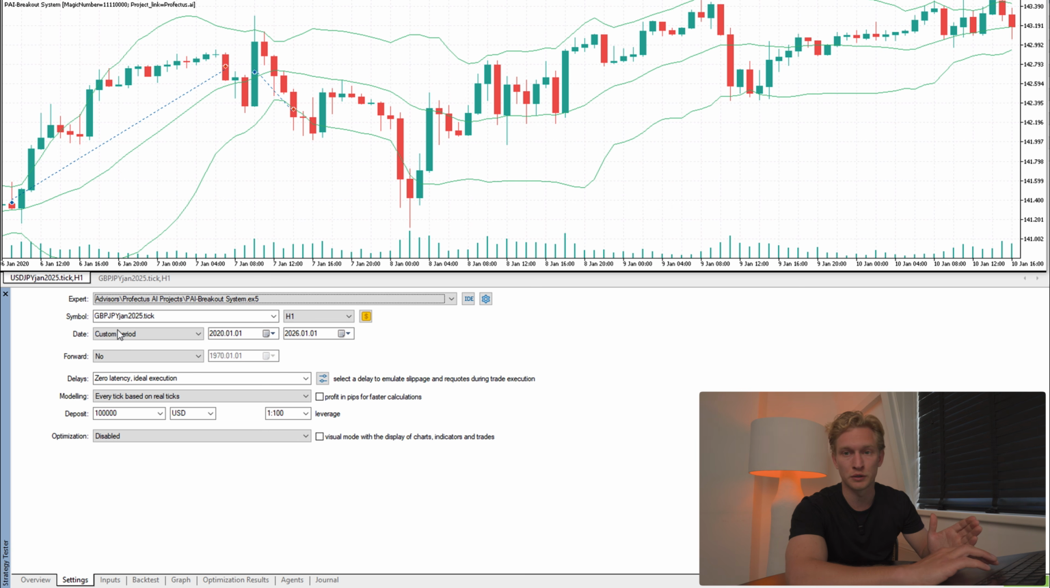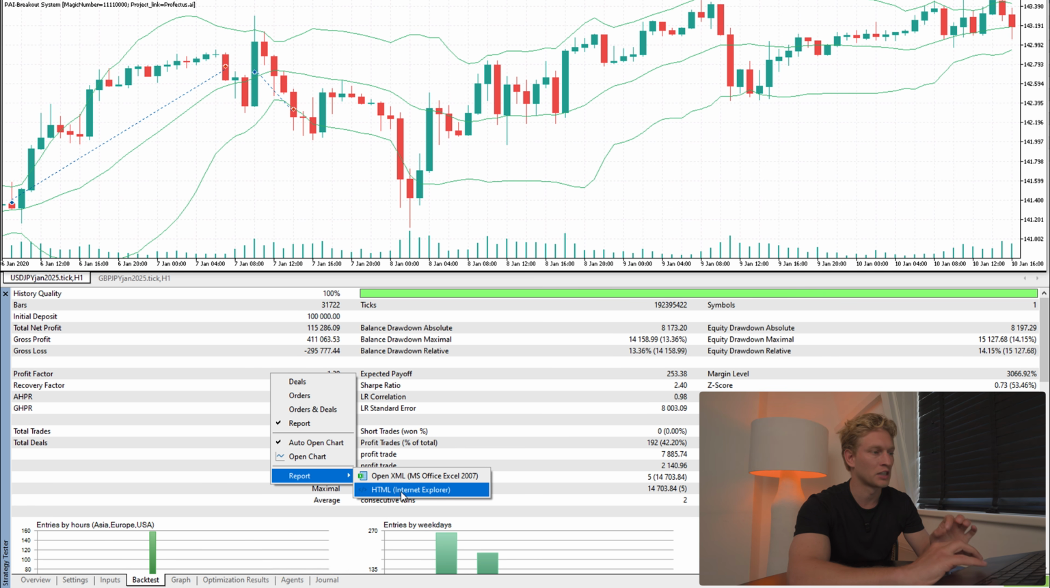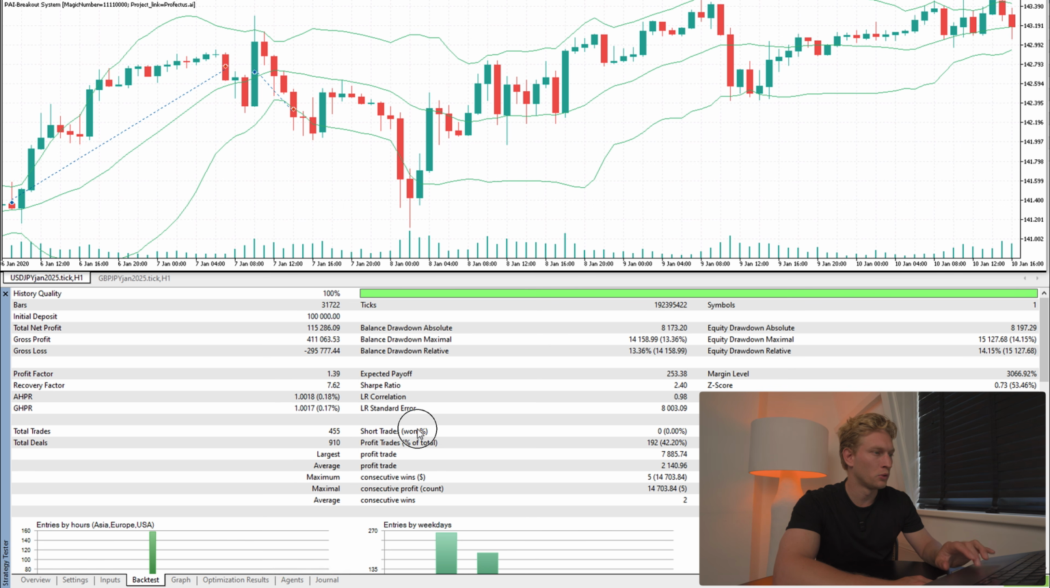After this backtest is finished, what you can do is go to the backtest tab in MetaTrader 5, right click and click on export, and you export the HTML file. Why do I do that? Well, you have a lot of data here in MetaTrader, but not everything you want, and some things are calculated a little bit odd, and therefore I use my own tool.